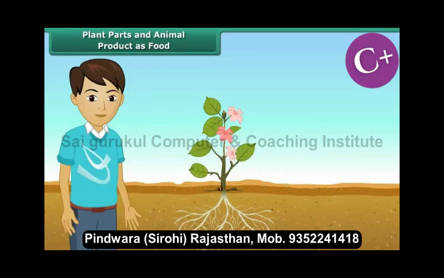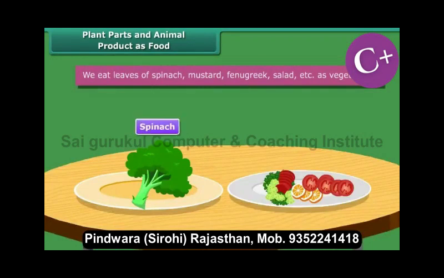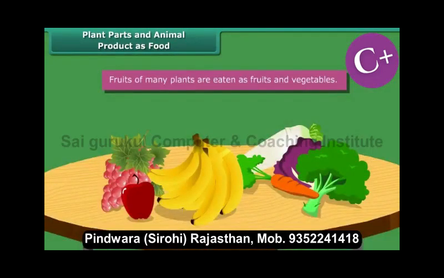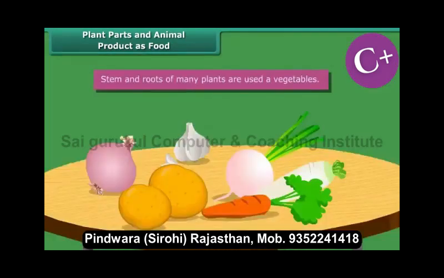Plant parts and animal products as food. Now, as we know, we get most of the food from plants. Various parts of plants give us different types of food. We eat leaves of spinach, mustard, fenugreek, salad, etc. as vegetables. Fruits of many plants are eaten as fruits and vegetables. Seeds are used as cereals, spices, sprouts, and for taking out vegetable oil. Stems and roots of many plants are used as vegetables.